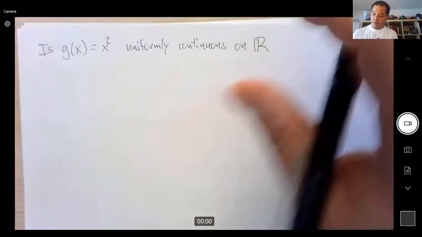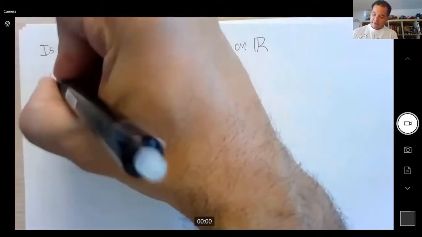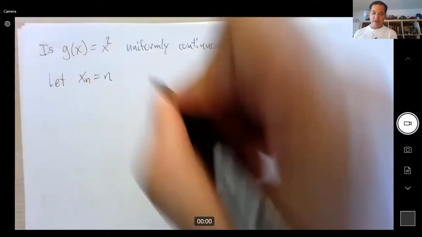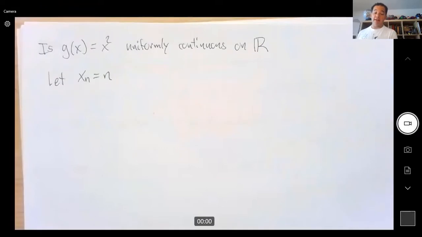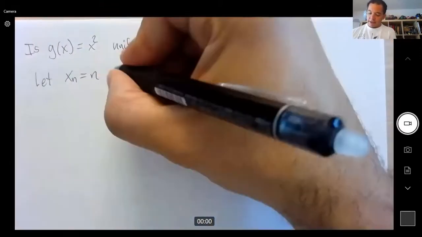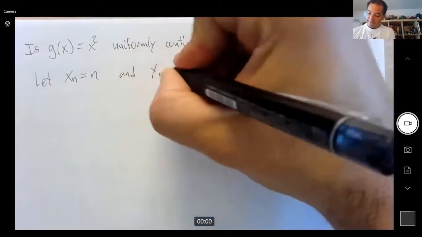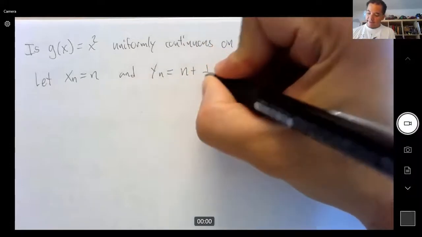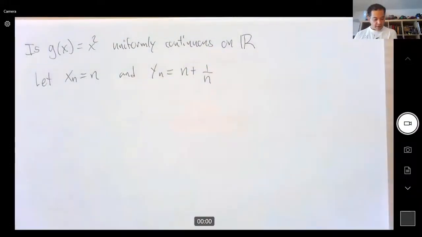So we can consider, well, this one seems like an easy example, right? n. So that's something that grows super fast. So 1, 2, 3, 4, 5. It's going to go far away from zero. And then I need a sequence that gets close to n, right? Something that is really, really close to n. So I'm going to pick n plus 1 over n. All right? And then why is this going to work? Well, let's take a look at it.